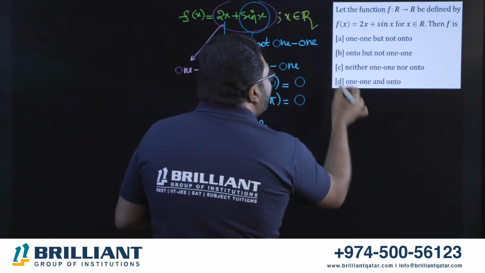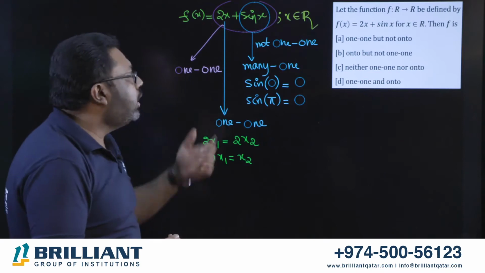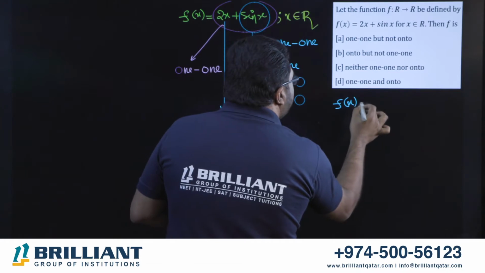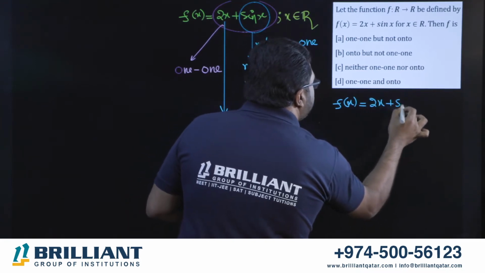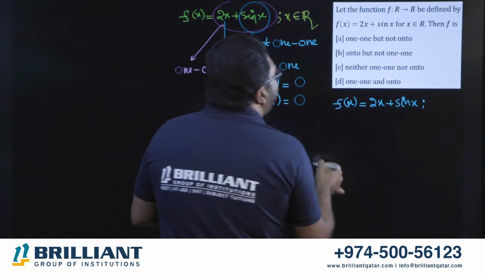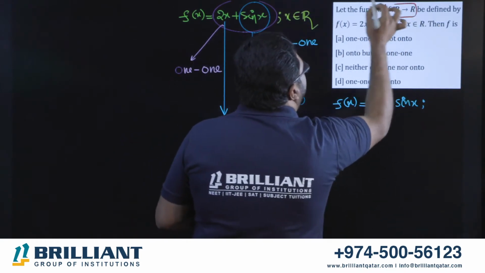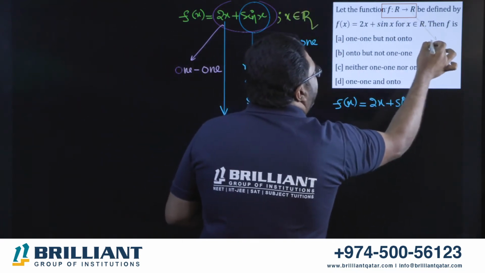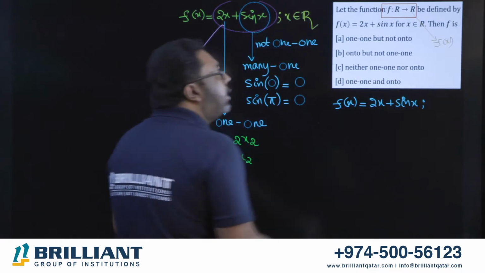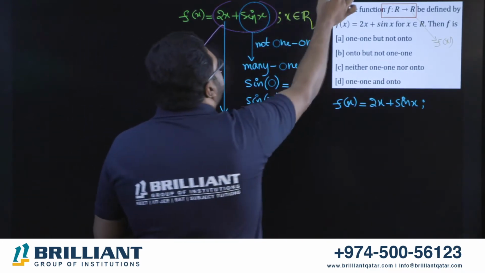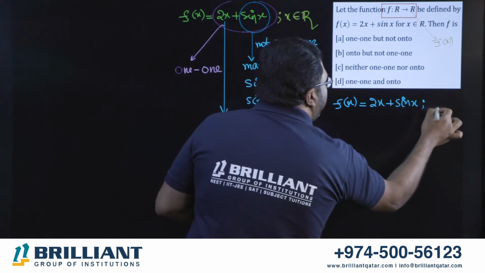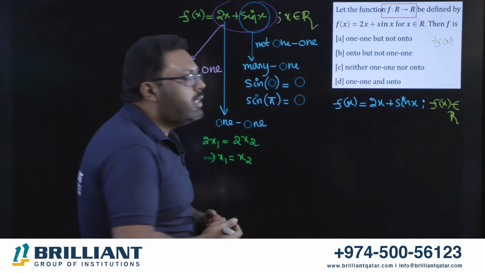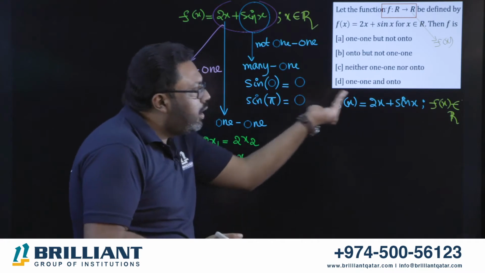Onto says, what are the values I'm going to get for this? Let us try to understand. f of x is equal to 2x plus sin x, and they are saying that f is a function from R to R. It simply means that your f of x is also R. That is, I should understand this f of x is all real numbers. So, is there a real number R for which there is no pre-image?